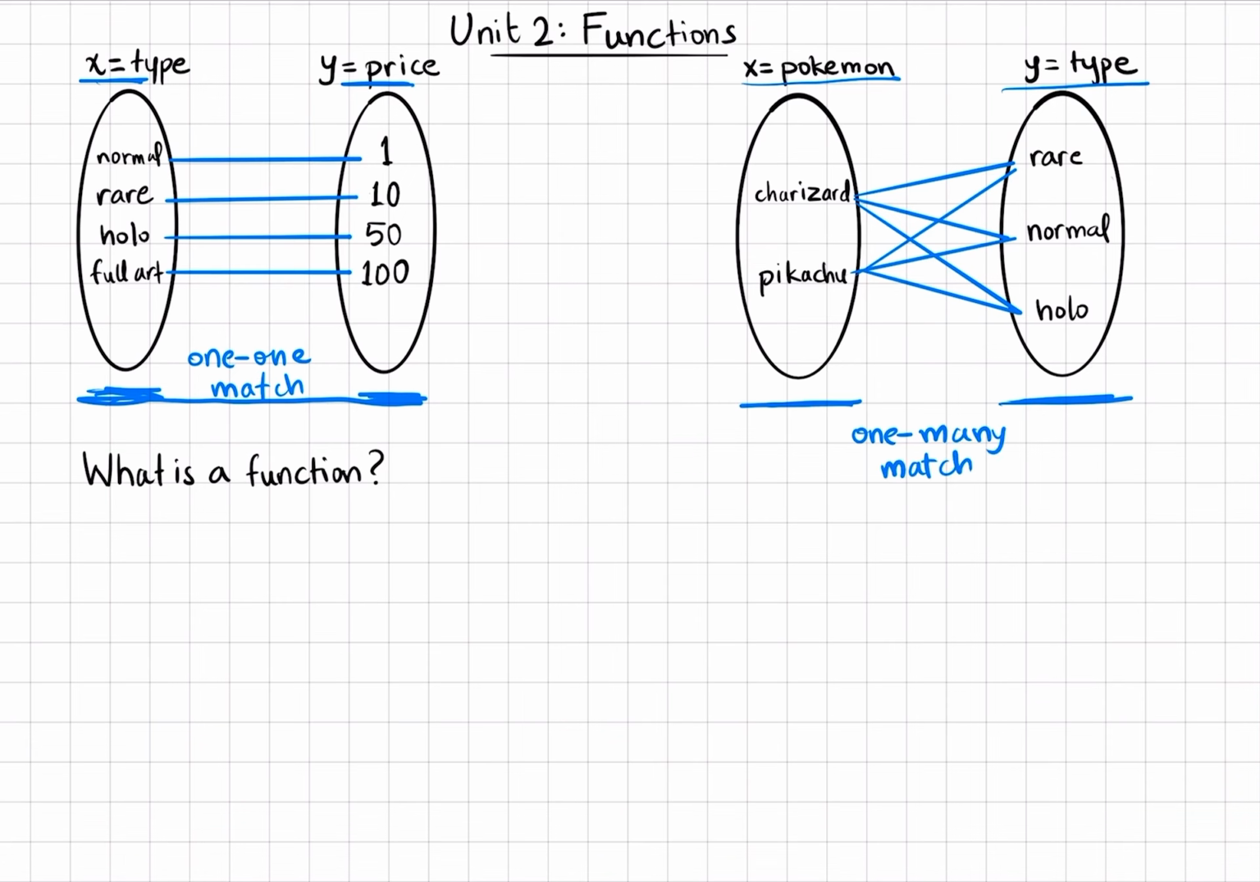In both of these examples, I am having a connection, a relation between items in one set and items in another set. All right? So these types of diagrams, by the way, these types of shapes where you draw an oval and you have items inside and you match them, these are called mapping diagrams.